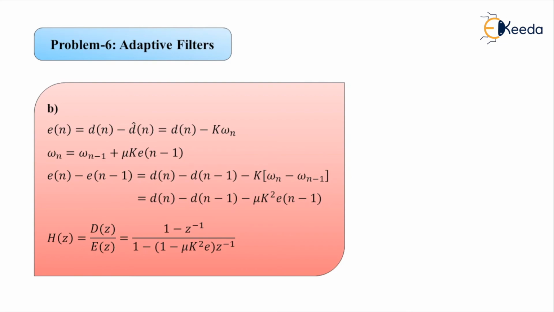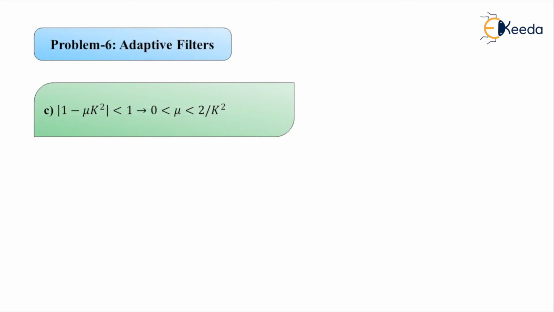Then we have the last part, part C, to be answered. The part C question is to determine the range of values for mu, that is the step size, for which H of Z is stable. The adaptive filter will be stable if the condition is satisfied that mod of 1 minus mu into capital K square is less than 1. Applying this condition, it implies that the step size mu will be in the range mu greater than 0 but less than 2 divided by capital K square.